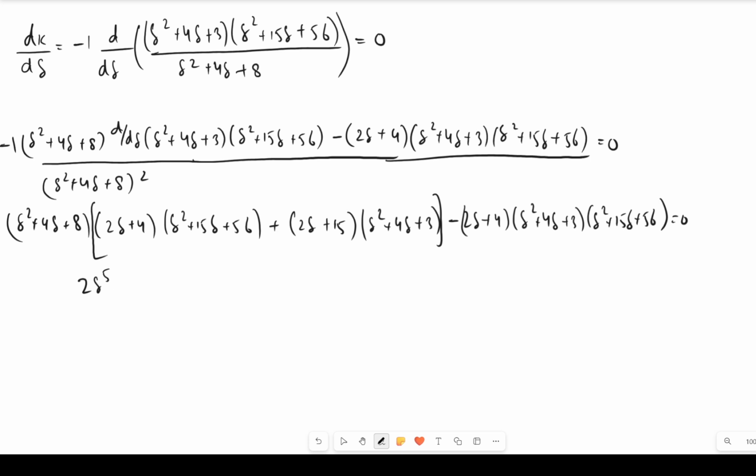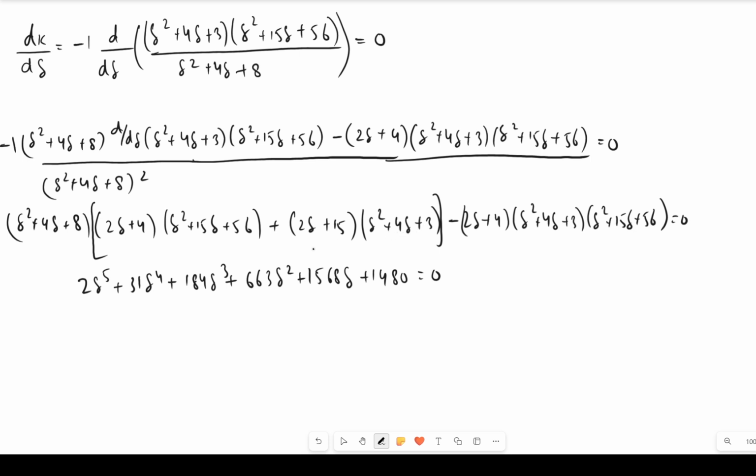You'll get this result: 2 sigma^5 plus 31 sigma^4 plus 184 sigma^3 plus 663 sigma squared plus 1568 sigma plus 1480 equals 0. So you'll get this equation if you solve this.